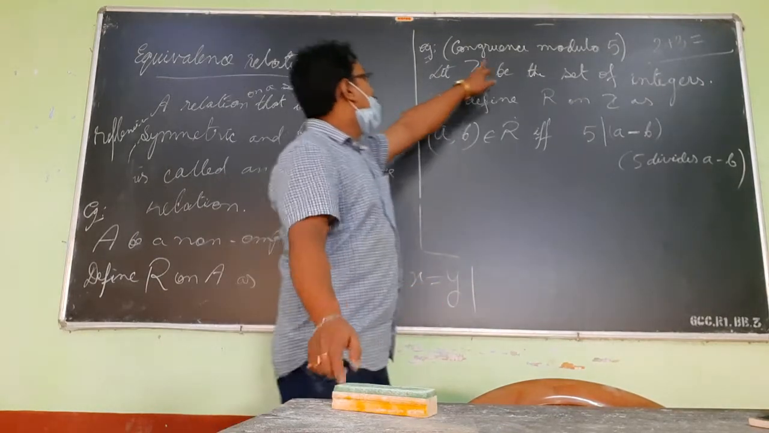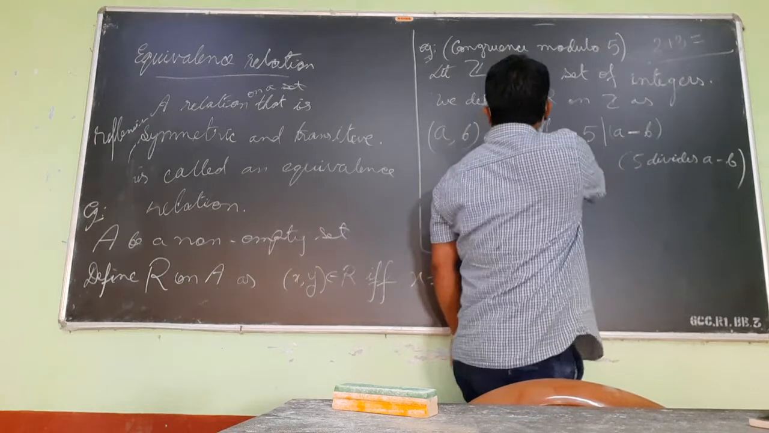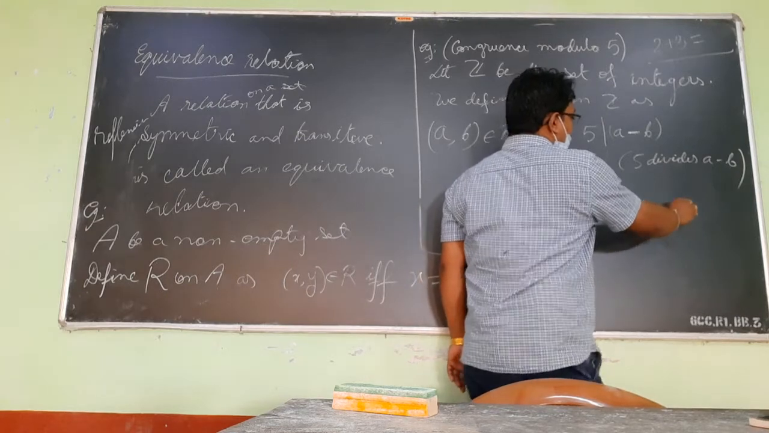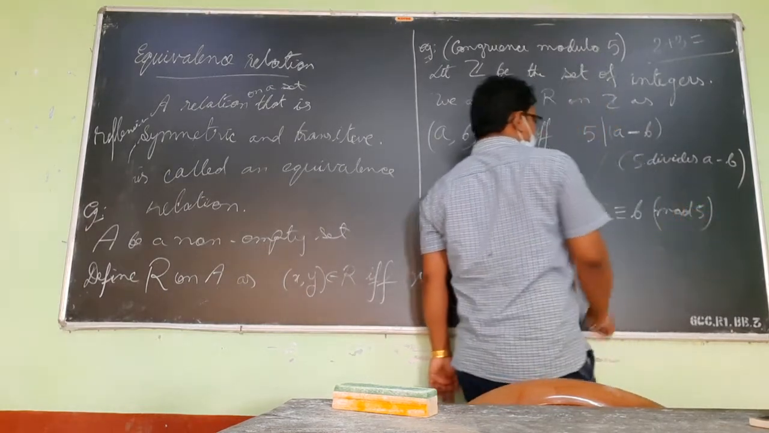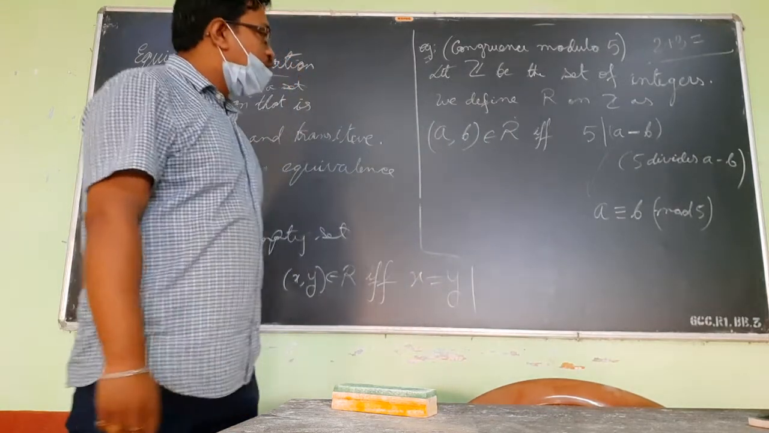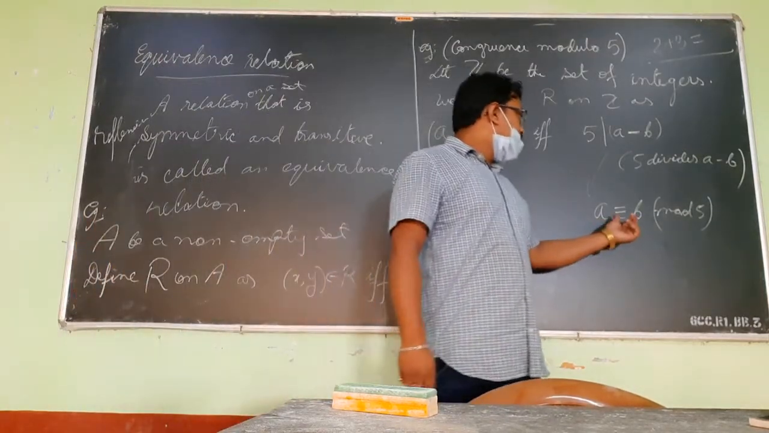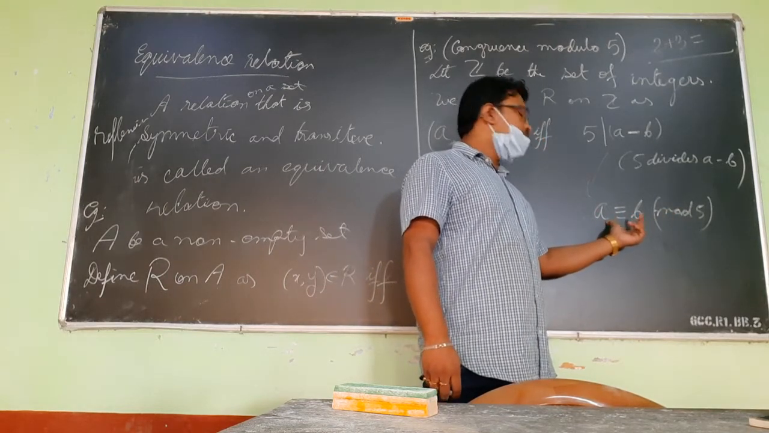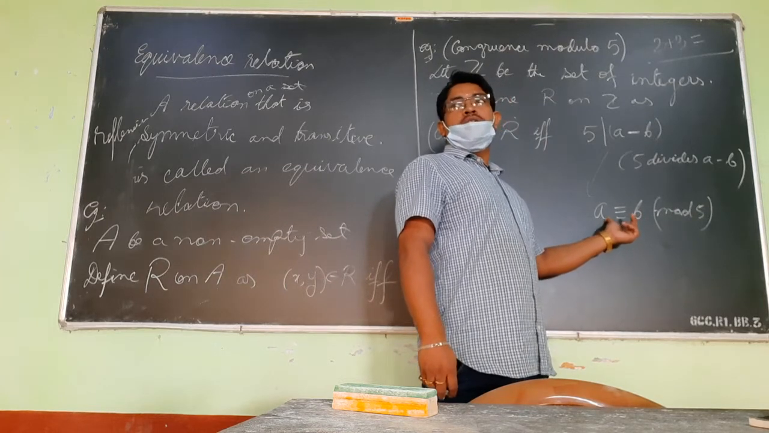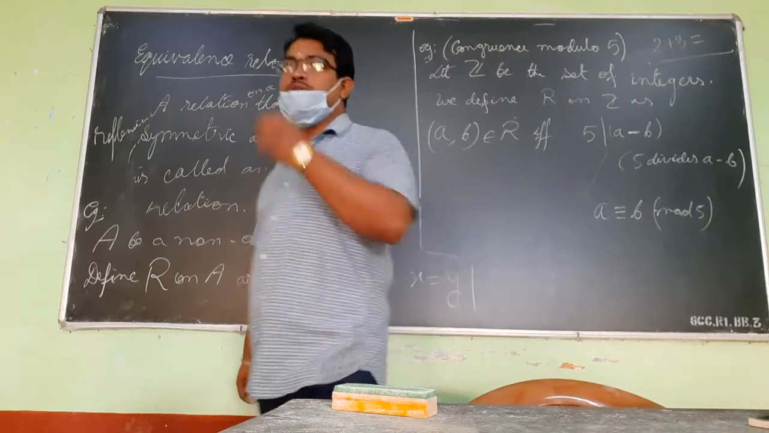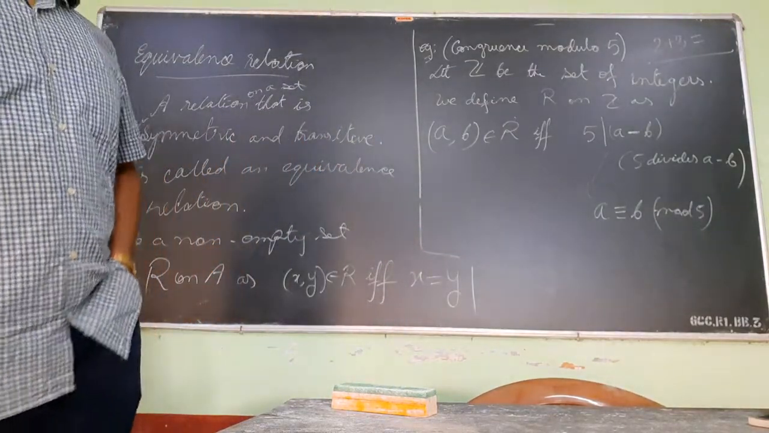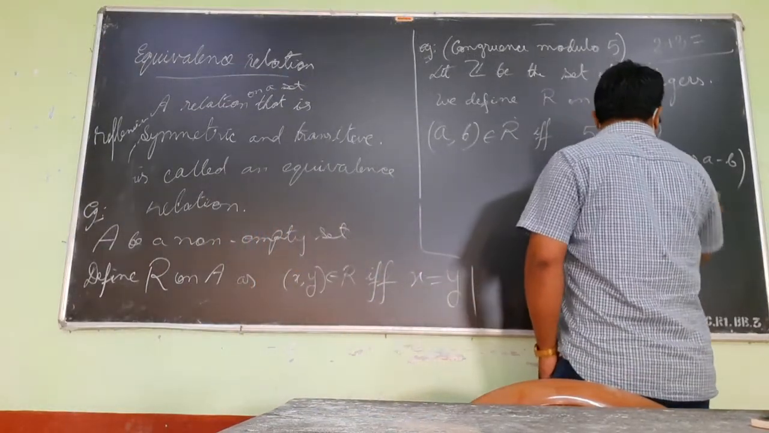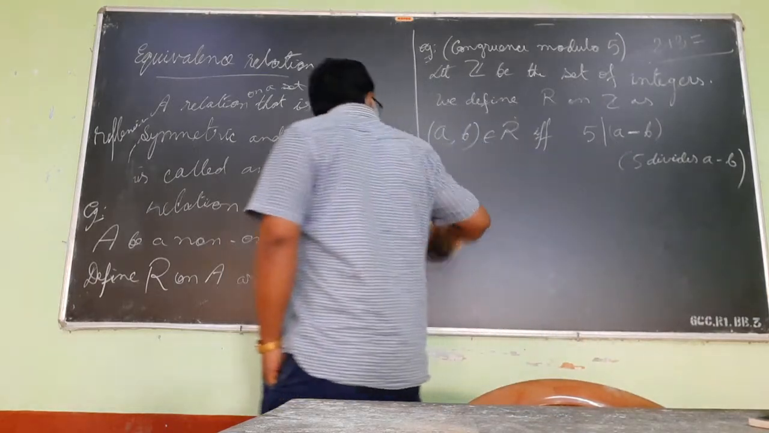This relation is actually called congruence modulo 5. This R is written this way: a is congruent to b modulo 5. The meaning of this is that 5 divides a minus b. I think this was there in your advanced mathematics course. Recently number theory was included in the advanced mathematics course. This is a very important part of number theory. Most of the Olympiad problems are solved using this.